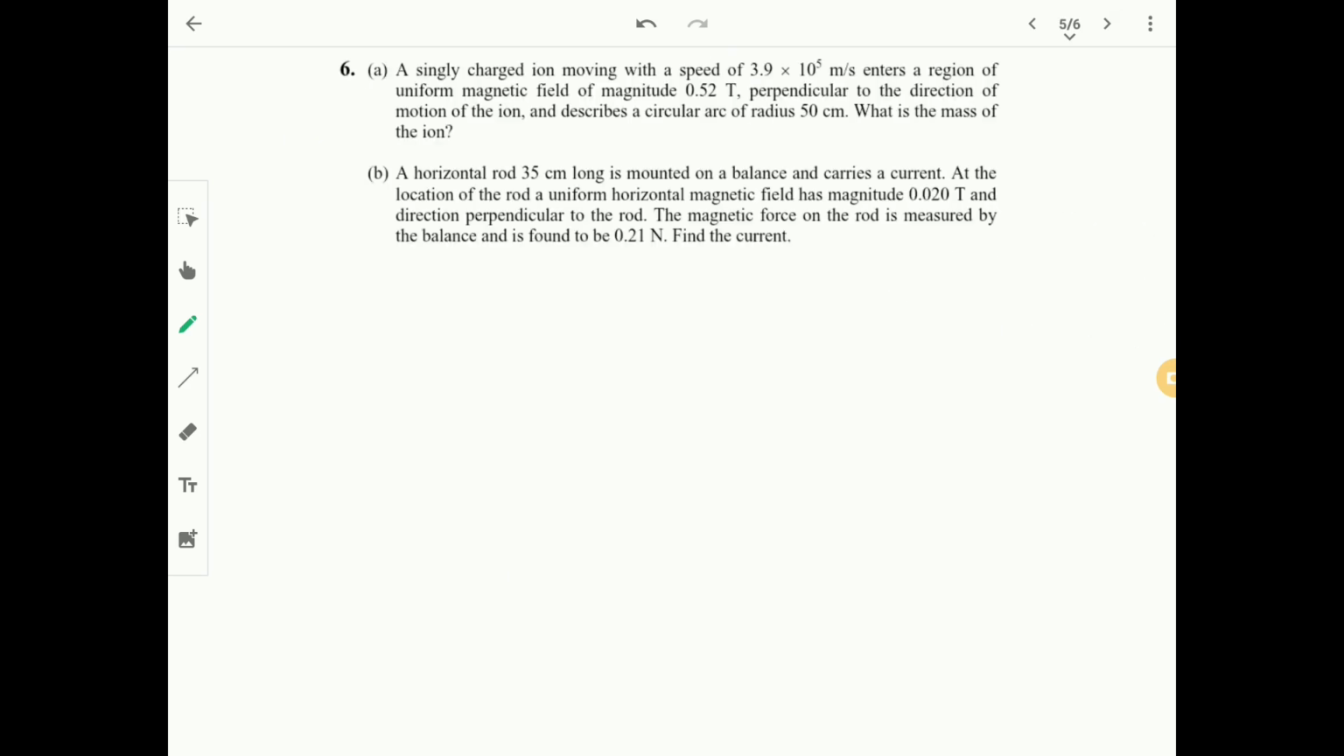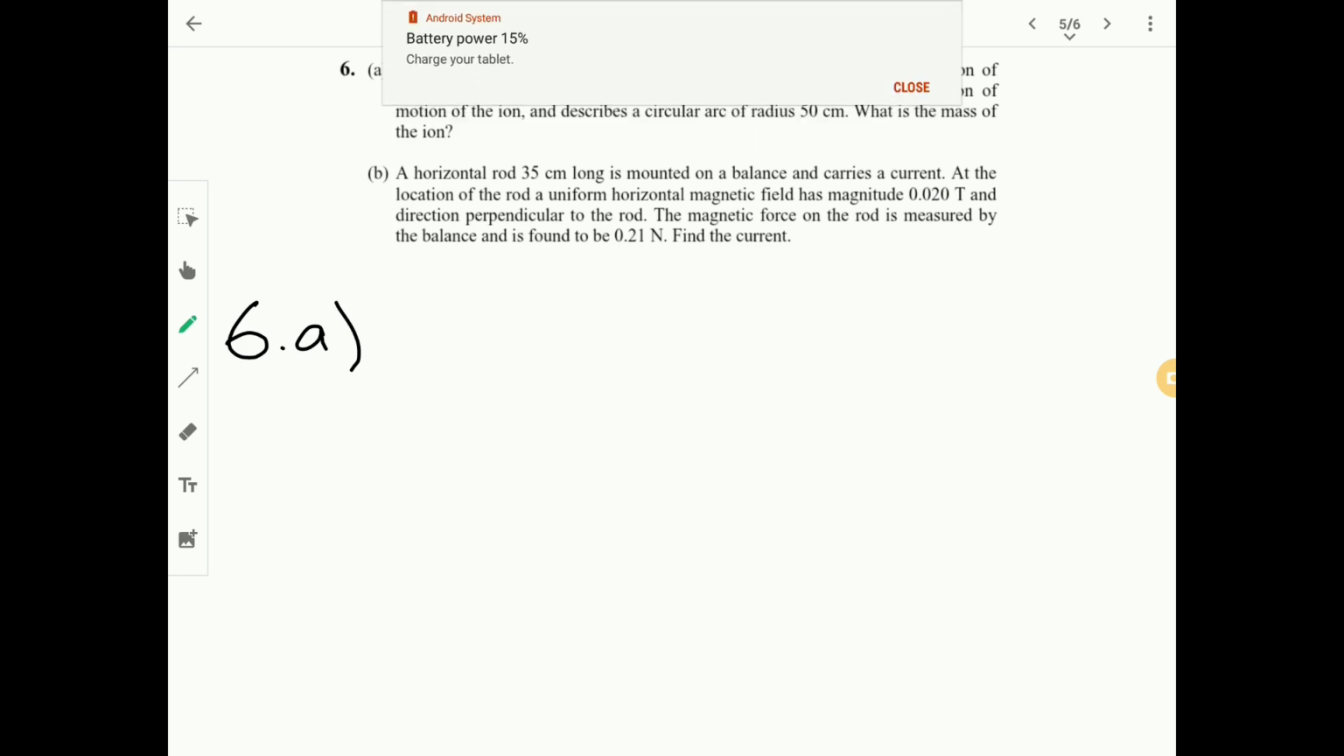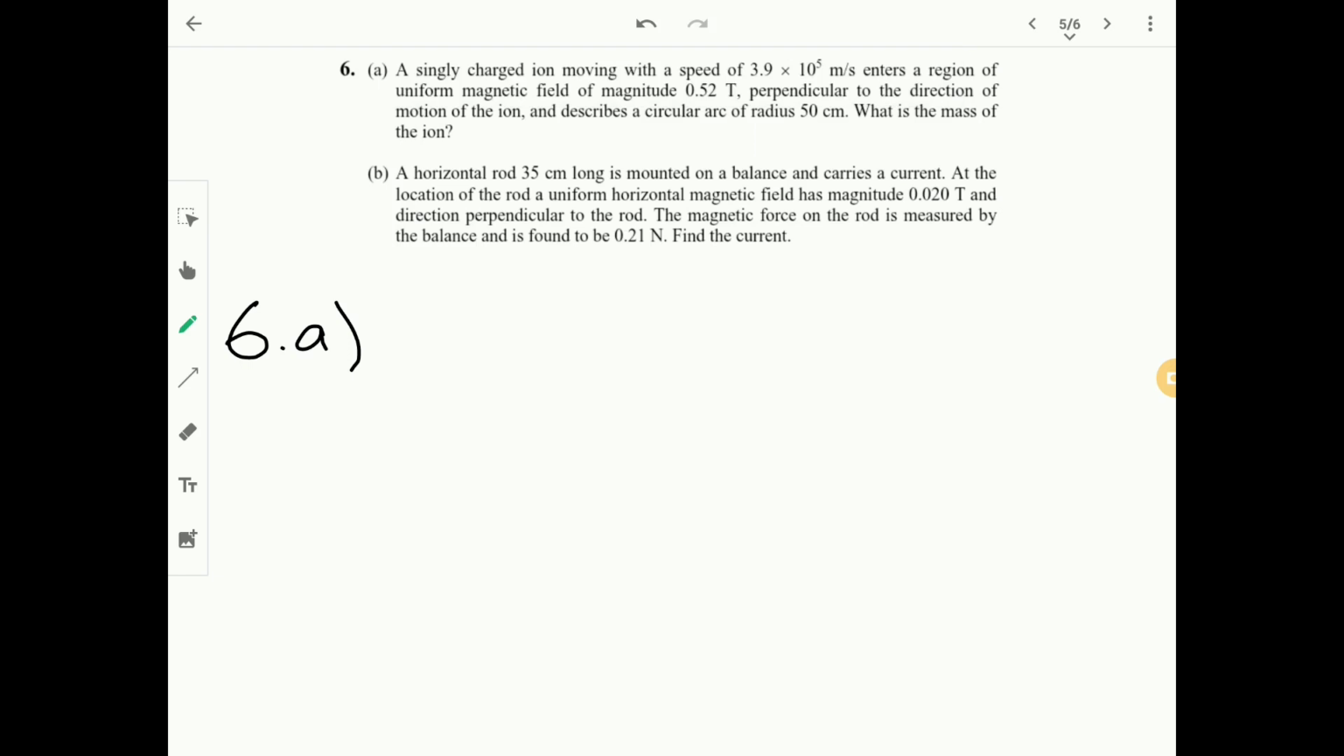Let's move on to number 6. A singly charged ion moving with speed of 3.9 times 10 to the power 5 meters per second enters a region of uniform magnetic field of magnitude 0.52 Tesla, perpendicular to the direction of motion of the ion, and describes a circular arc of radius 50 centimeters. What is the mass of the ion?